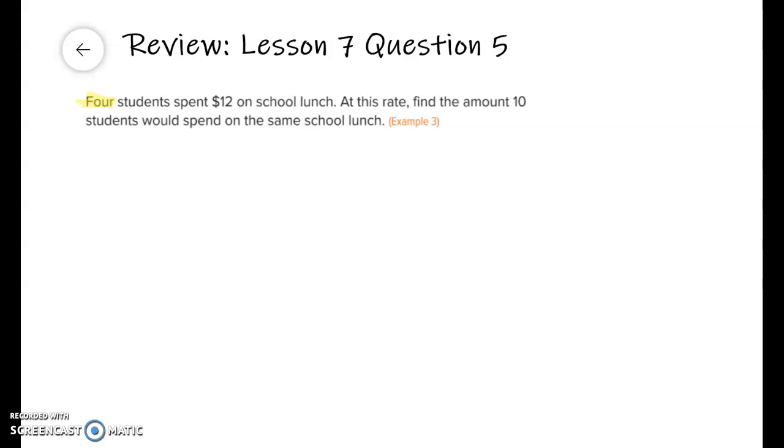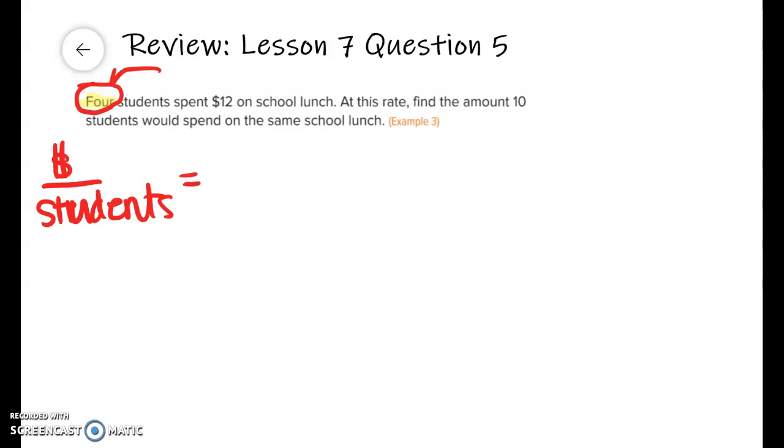So what are we comparing? We are comparing dollars to students. I always like to try to keep that bigger number up on top. What did they tell us? So that's where it gets a little tricky. If you're not being careful with your reading, you can sort of skip right over that. And I did have a lot of kids just do 12 times 10 and say that the answer is 120. That means to me that you're not reading. So you got to read.